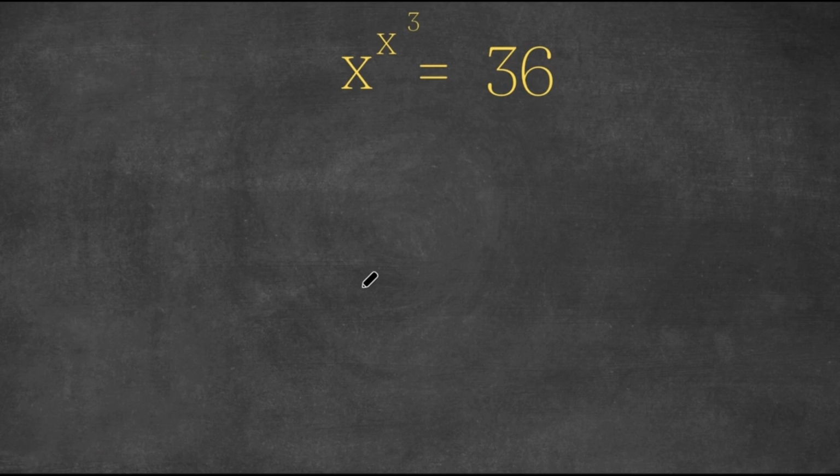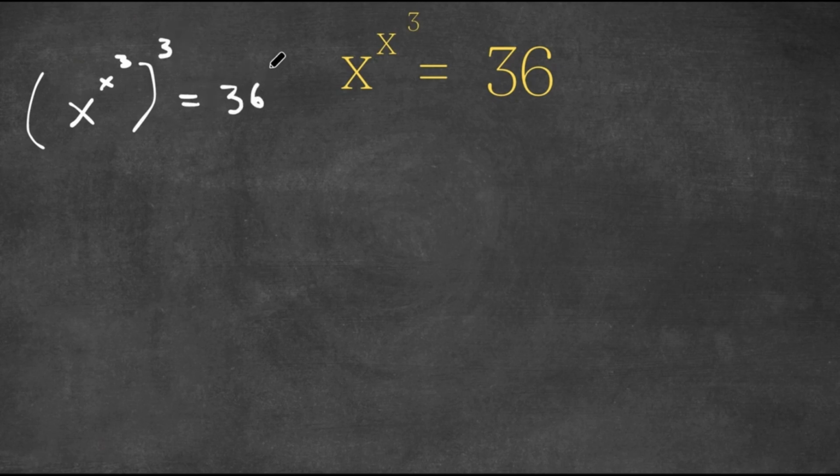In today's video, I'm going to be teaching you guys how to solve this exponential equation. So we have x to the power of x to the power of 3 is equal to 36. Now I'm first going to take the power of 3 on both sides. So now we have x to the power of x to the power of 3, to the power of 3, and now this is equal to 36 to the power of 3.